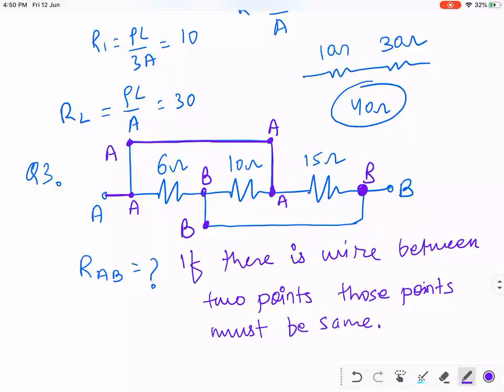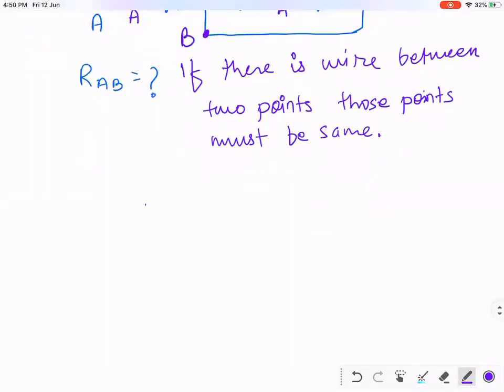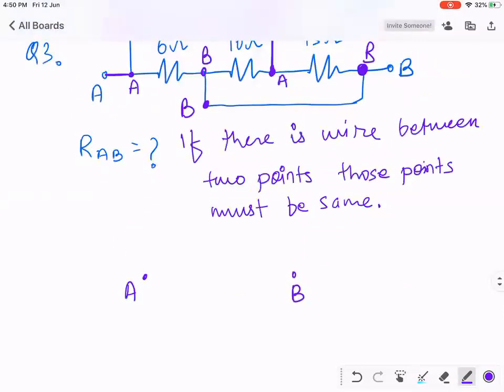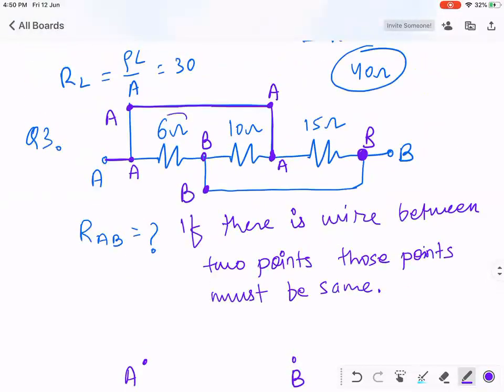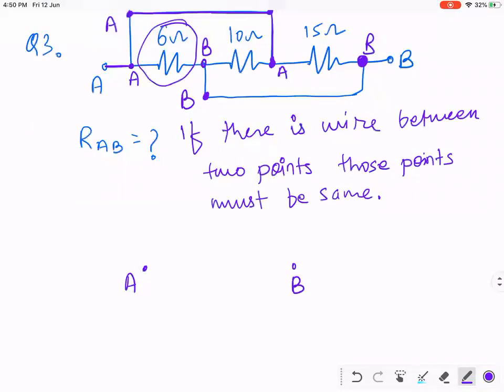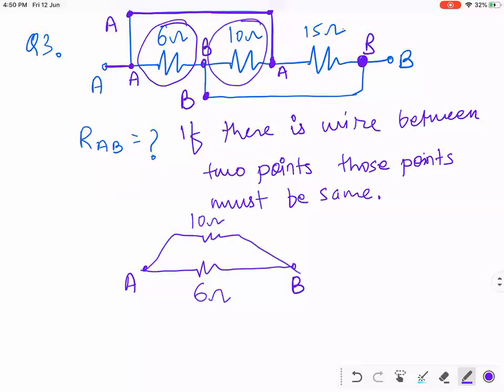Always remember. Now let's redraw the circuit diagram. This is point A and all are point B. They are in parallel. 2.73. Correct. So this 6 ohm is between A and B. Redraw the circuit diagram, and 6 ohm is between A and B. This 10 ohm is also between A and B. And this 15 ohm is also between A and B.